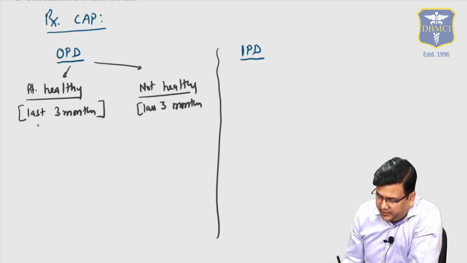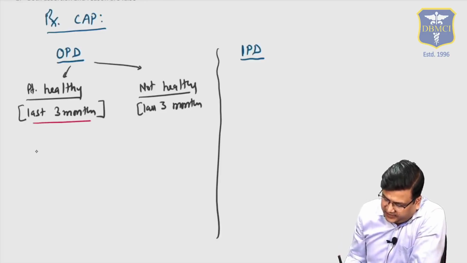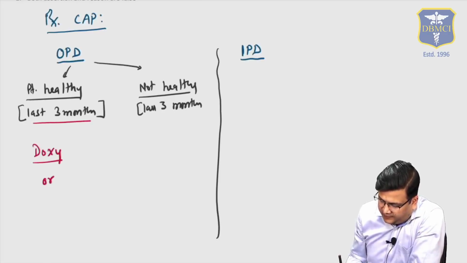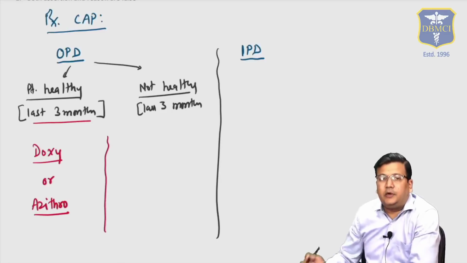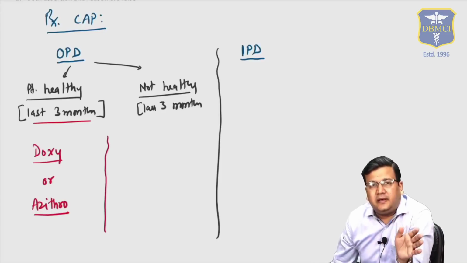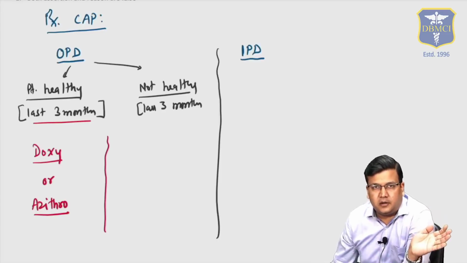Patient is healthy, no antibiotic in the last 3 months, we can give this patient either doxycycline or we can give him azithromycin. So that is the treatment option for a previously healthy patient, OPD treatment.